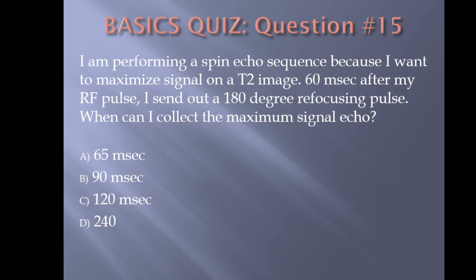I'm performing a spin echo sequence because I want to maximize the signal on a T2 image. 60 milliseconds after my RF pulse, I send out a 180-degree refocusing pulse. When will I collect the maximum signal echo? 65 milliseconds, 90 milliseconds, 120 milliseconds, or 240 milliseconds?